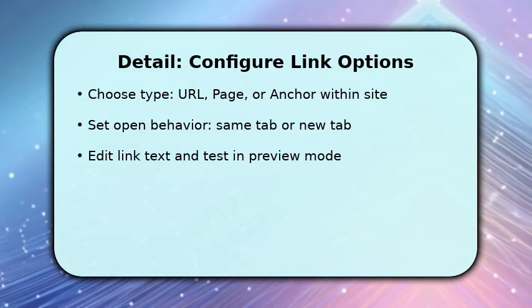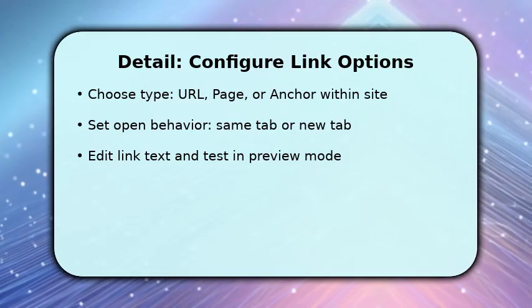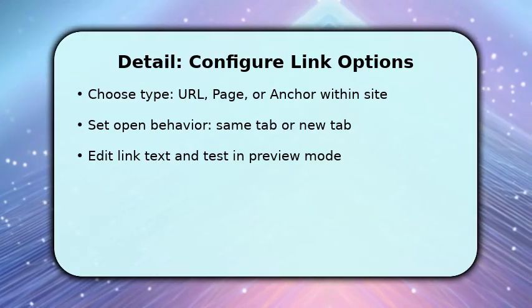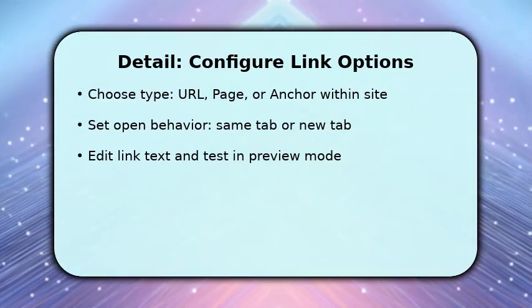Select New Tab for external sites to keep users on your site. Select Same tab for internal navigation. Use the page or anchor options for internal links. Once configured, use Preview to test the link and inspect accessibility attributes.